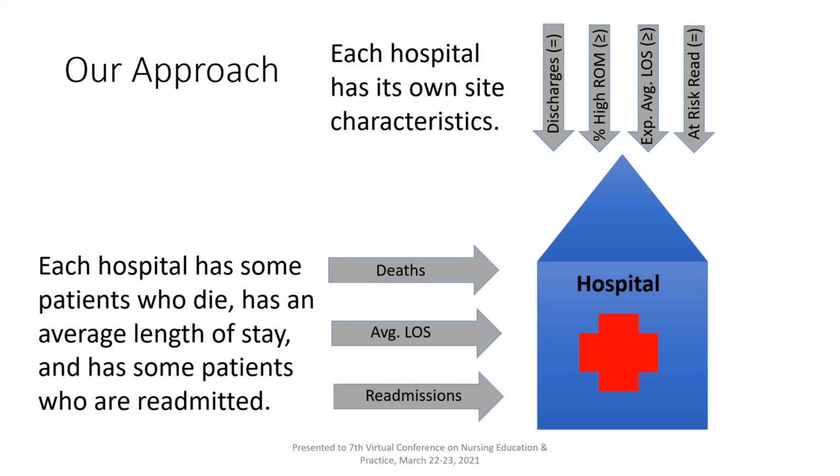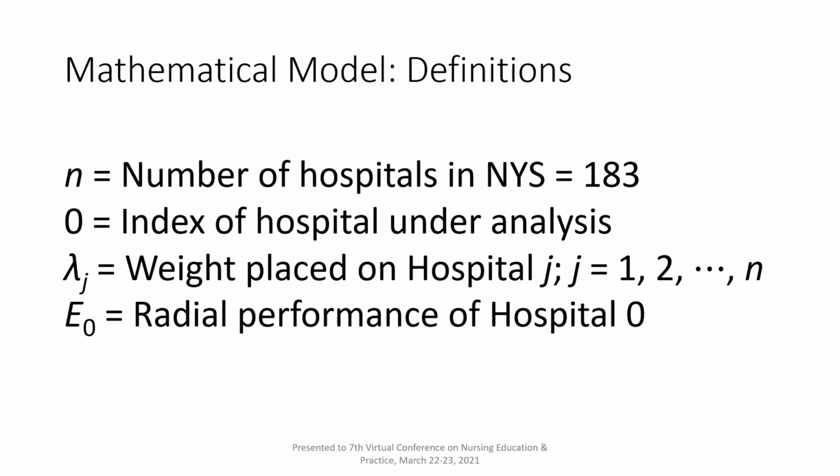And DEA is going to construct what we call a predefined set of hospitals. And these are going to be what's on a performance frontier, or that's what DEA measures, the performance frontier. So these are the target hospitals that are performing very well. What we're doing in our model is we're looking at the number of hospitals. In this case, in New York State, we analyzed 183 hospitals. We looked at the hospitals under analysis, the weights that were placed upon them in the model, and their radial performance.